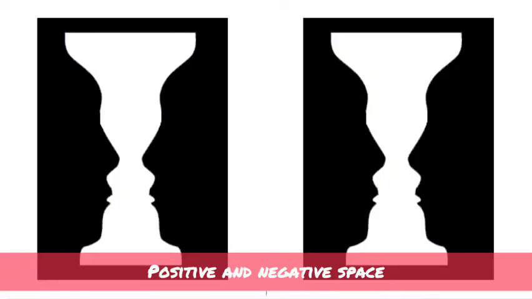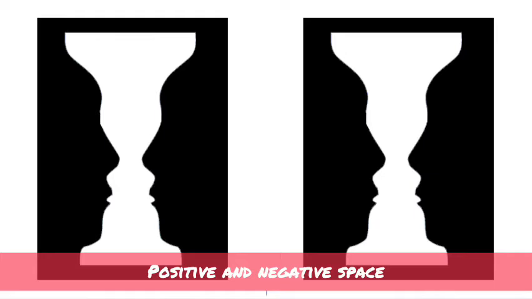So here's an example of a positive and negative space. In this artwork, the white shape is the positive and the black shapes are the negative. By looking closely at the negative shapes, we can see two faces emerging. If this were a 3D sculpture, then the central vase would be the positive space and the black would be the negative space surrounding the vase.